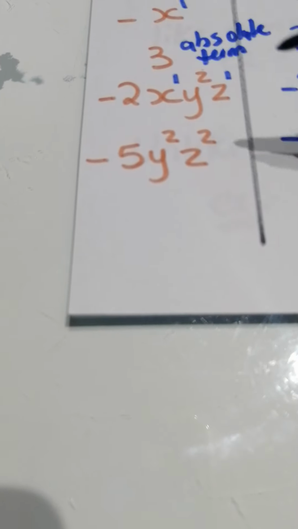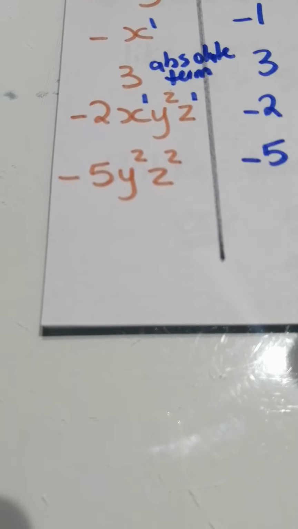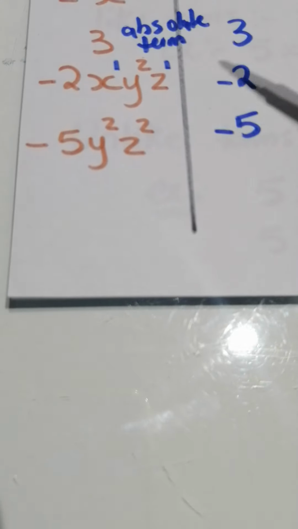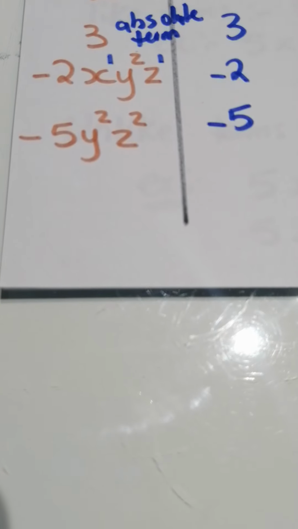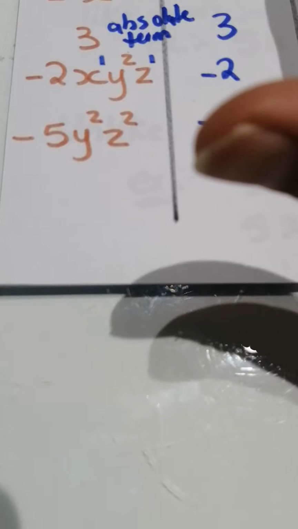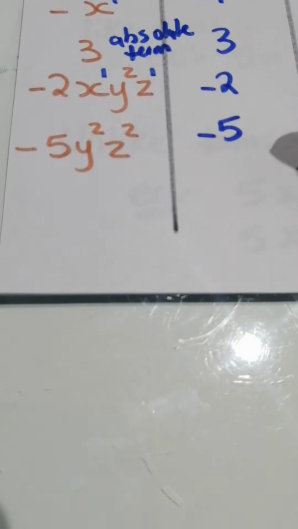Now negative 2xy squared z, it has how many factors? Negative 2 times x times y times y times z. So the answer will be 5 factors. And then negative 5y squared z squared, it is negative 5 times y times z times z. So there are how many factors? 5 factors.